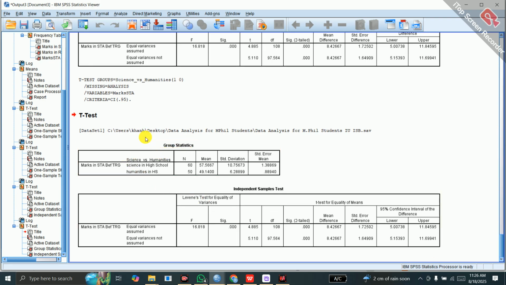Beginning with this table 1, this gives us the group statistics. Since I am comparing the means of two different groups, one is the group that is science in high school, that is those students who studied science in high school and those students who studied humanities in high school. The number of those who studied science is 60 and the number of those who studied humanities is 50.